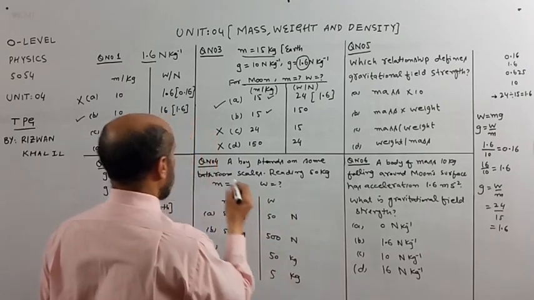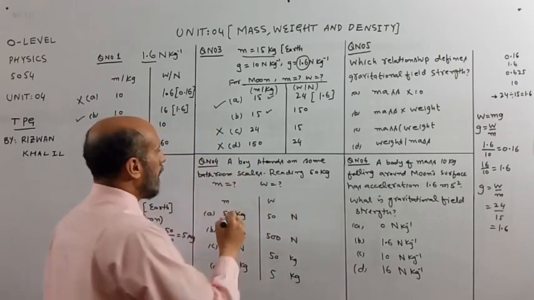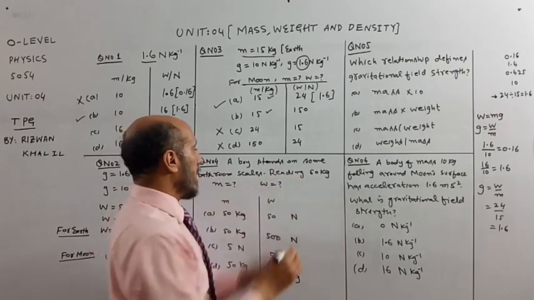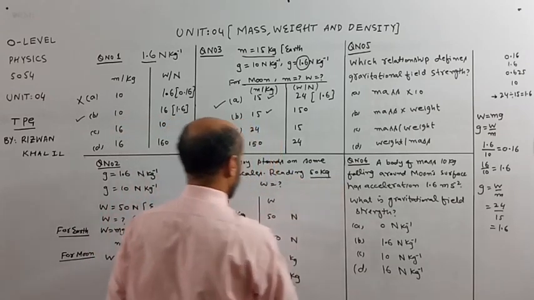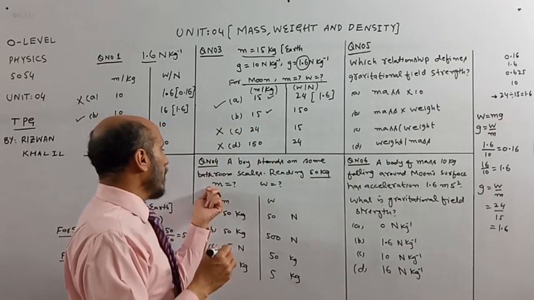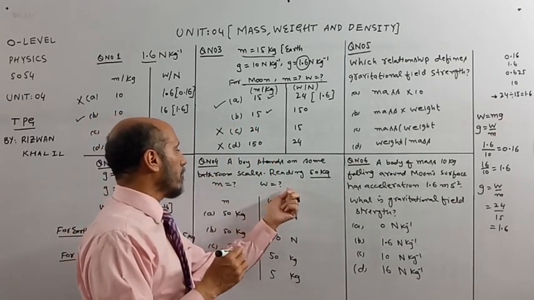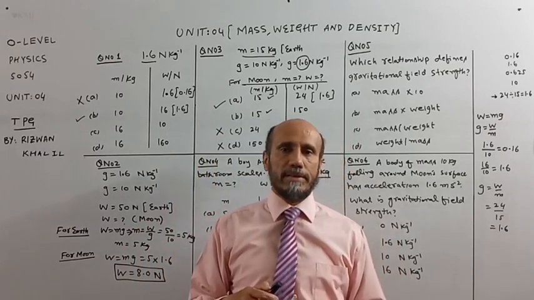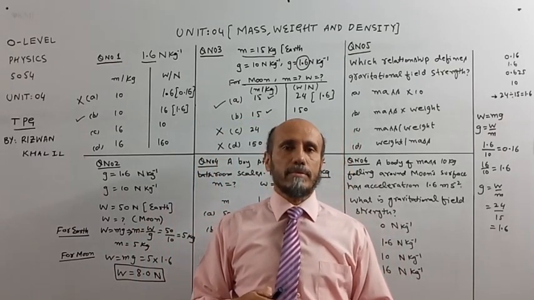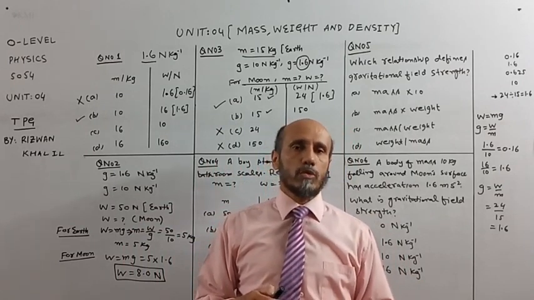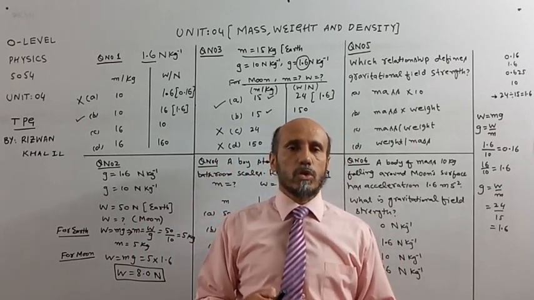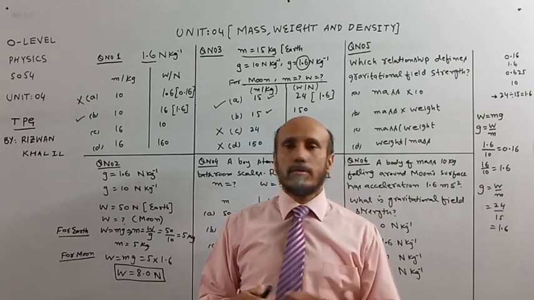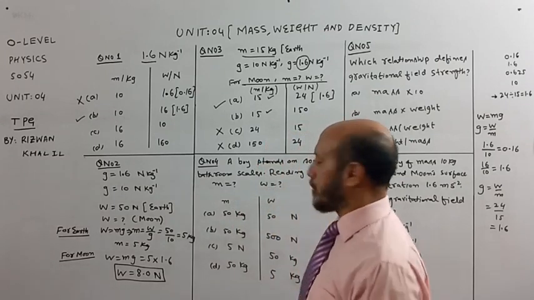Now we will discuss question number 4. A boy stands on some bathroom scales. The reading of the scale was 50 kg. What is the value of mass and what is the value of weight? Obviously, if a boy is standing in the bathroom, then we are considering by default that the bathroom is on the surface of the earth. So mass will remain 50 kg.